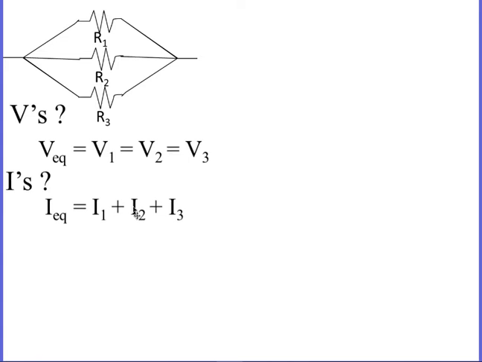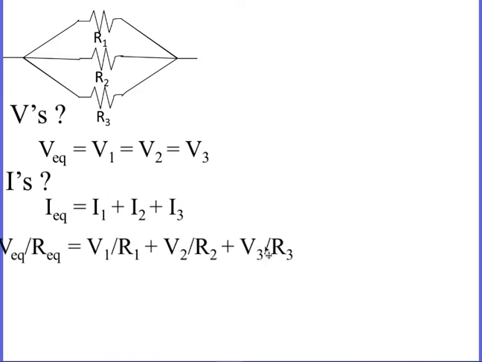Here we have resistors in parallel. So what is true about the voltages for those? They're all the same. If I were to replace this by one resistor called the equivalent resistor, it would be the same. What is true for the currents? The currents through each of those individual ones add up to the equivalent current going through all 3 of them.